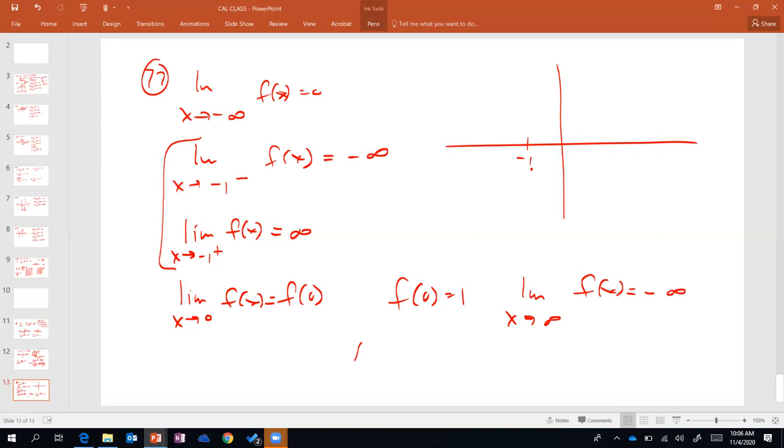So what do you guys know? As it approaches from the left-hand side to -1, it goes down to negative infinity. As it approaches from the positive side, it goes up to positive infinity. What is that? Well, it's like you have a fraction.